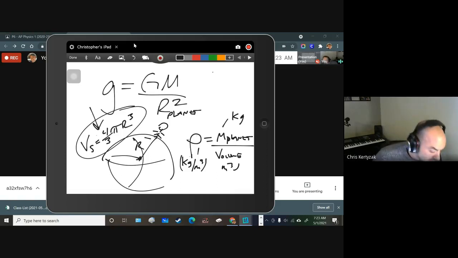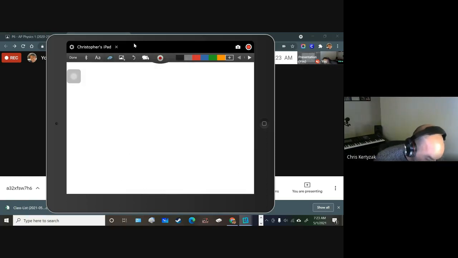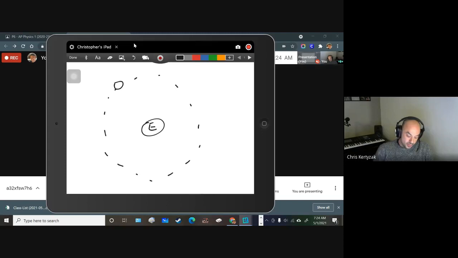All right, now I'm going to move on to a couple other things, and then we'll end it. Not too much longer. The quick thing to talk about is orbits. So if this was the Earth again, and there's the moon, this is representing the moon's orbit.